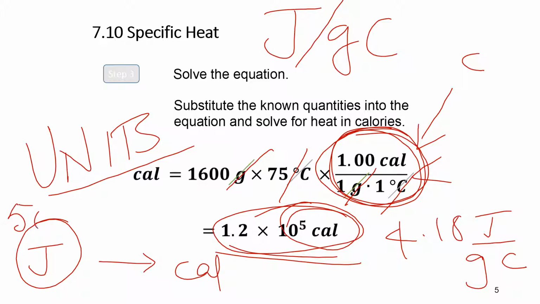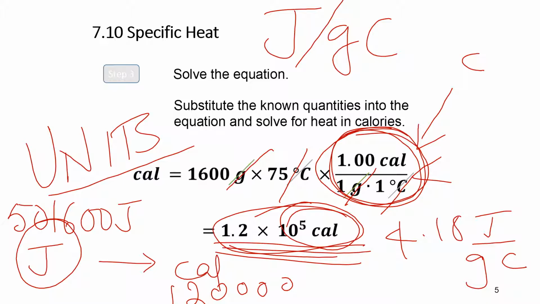That was the answer of 501,600 joules. And then when we converted it, we got 120,000. And those of you who are wondering how this works, think back to scientific notation. What we're doing is moving the decimal point 1, 2, 3, 4, 5. And so we're getting 1.2 times 10 to the 5th calories for an answer.